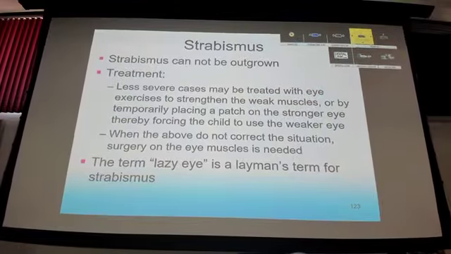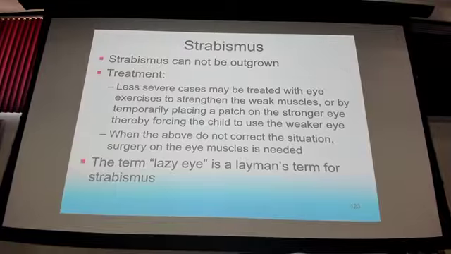Well, let's get out of the tough stuff and say, what about something like strabismus? We're going to get some eye disorders. Strabismus will not go away. Strabismus is lazy eye.